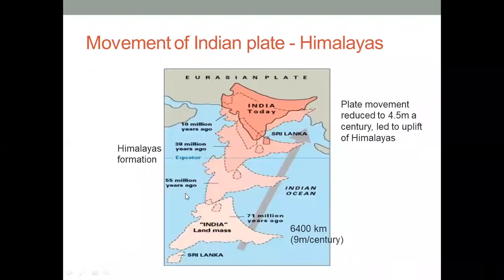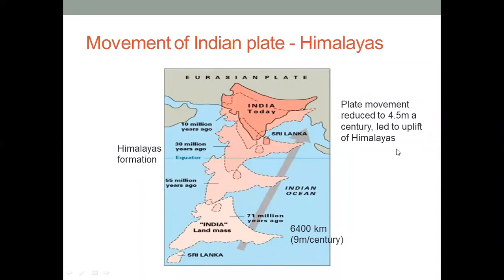Yeah, this is about the movement of the Indian plate. Previously, the Indian continent was at this location about 71 million years ago. Okay, so India was at this location, but it was moving with a velocity of 9 meters per century. Okay, so now it has moved 6,400 kilometers to the place right now. Okay. So 55 million years ago, it was here. Then 38, then it was at the equator. Then 10 million years ago here. Then right now it is colliding with the Eurasian plate.